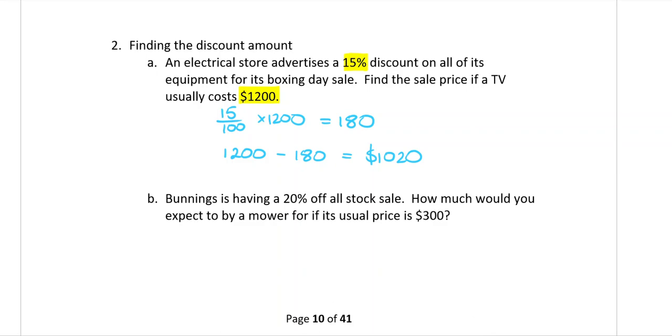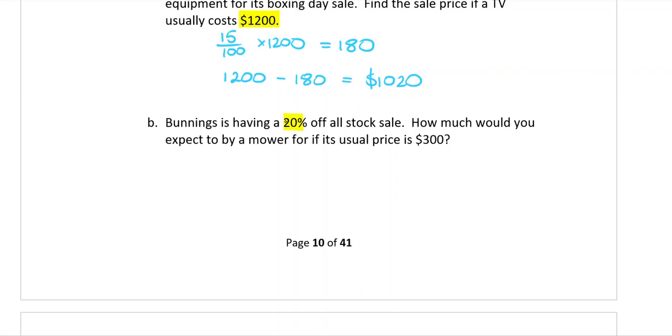Let's do it again. Bunnings is having a 20% off all stock sale. How much would you expect to buy a mower for if its usual price is $300? Find the 20%. 20 over 100 and times it by the cost of the mower. What's the cost? 60. The percentage, I should say. The cost, I have to subtract that off. So I do 300, subtract off my $60 discount, and it's going to now cost $240 for the mower.